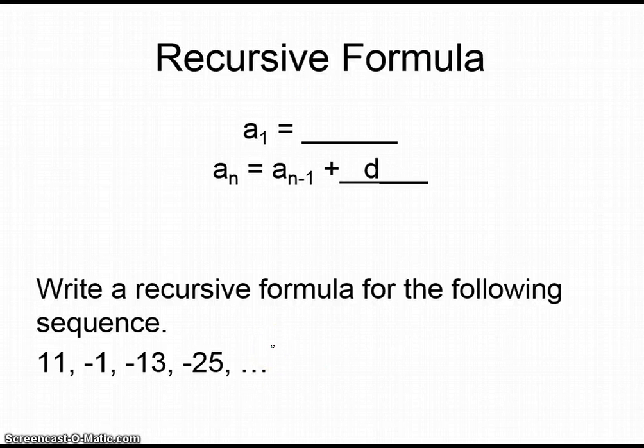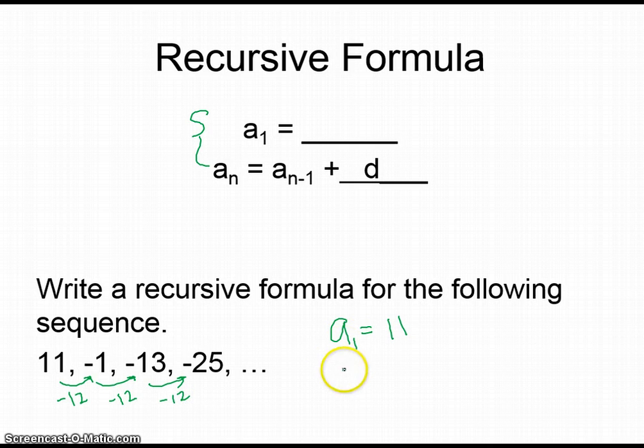With recursive formulas, it's where you're using the previous term within your formula. And you have to have both pieces, because you have to tell me where to start, and then you have to tell me what you're adding. So for this one, a sub 1 is equal to 11. And then when I look at this, from 11 to negative 1, I subtract 12. Negative 1 to negative 13 is minus 12. Again, minus 12. So a sub n equals the previous term minus 12, or plus negative 12.